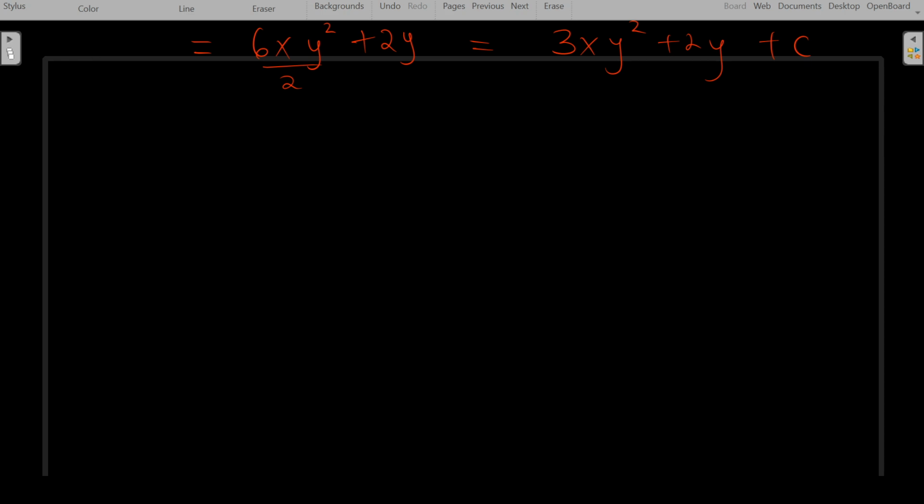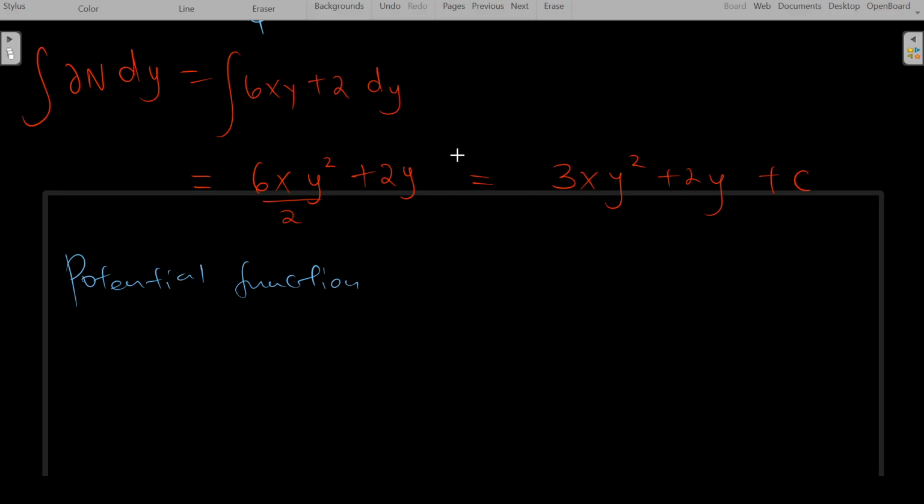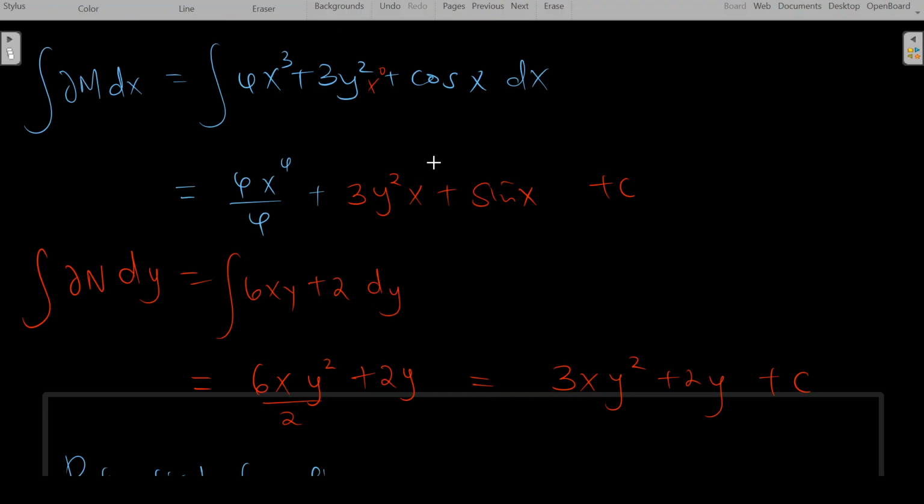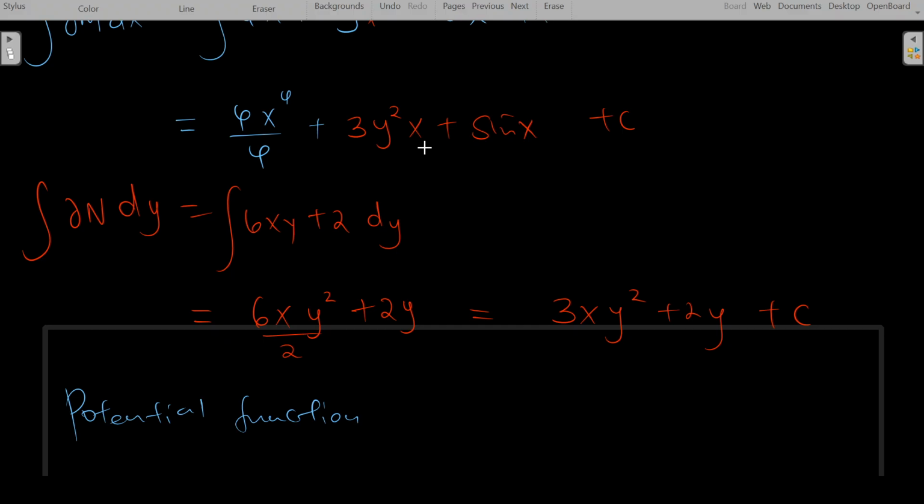Now what is our potential function? So I'll write potential function. That is our original function. We write all the terms that have appeared in both of the integrals independently, or once. So for our first part, this is what we got. If we clean this a bit, this should be x to the 4th, not 4. The 4 is cancelled out, so this is x to the 4th plus 3y squared plus sine of x.